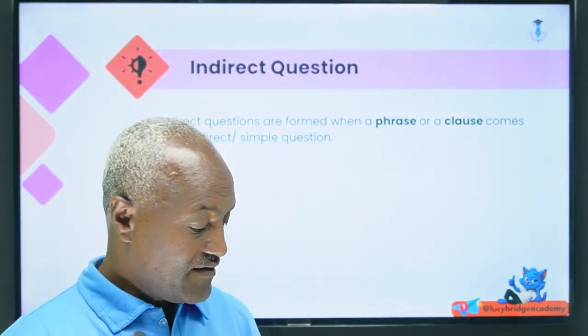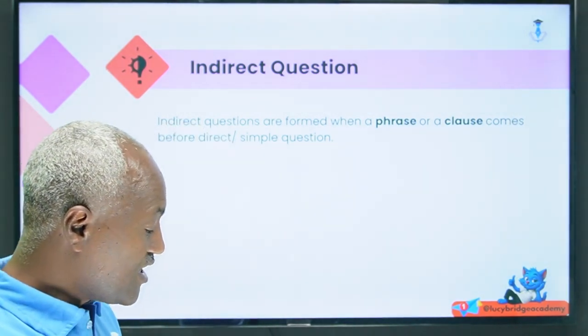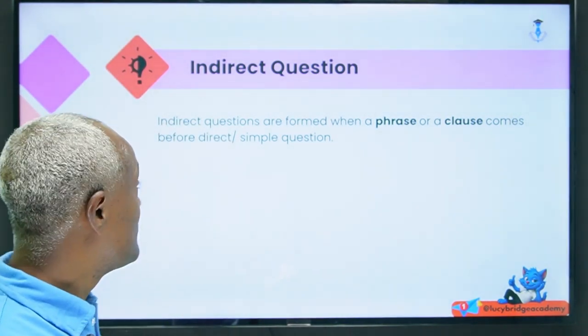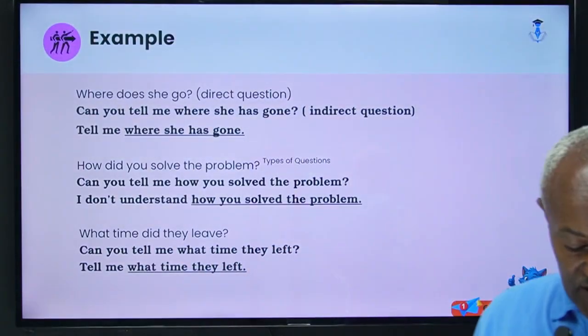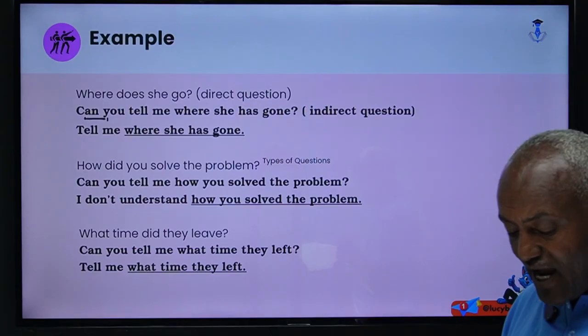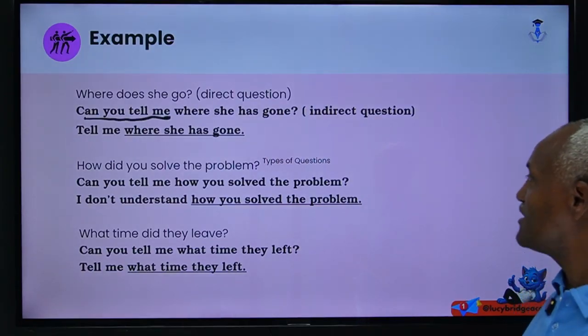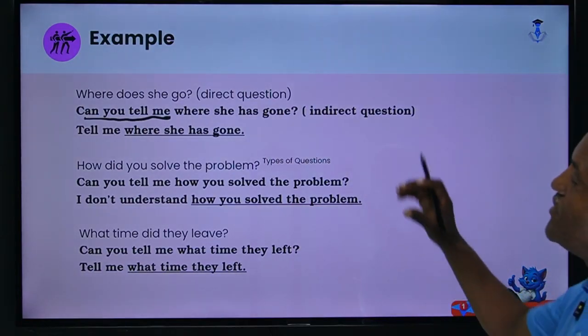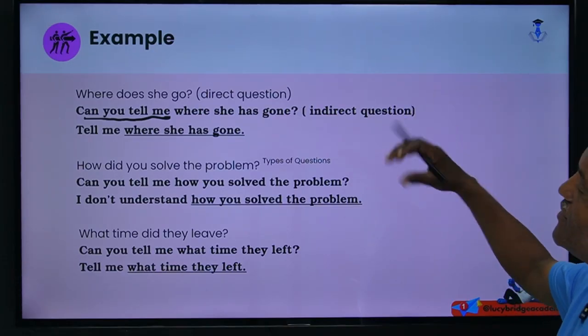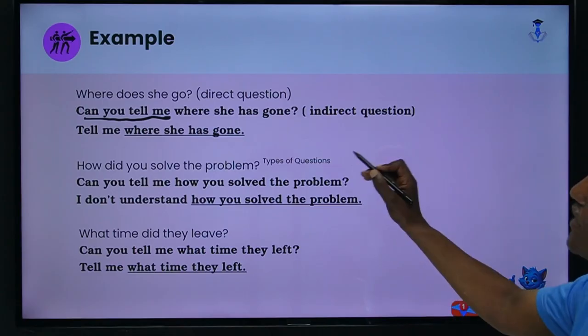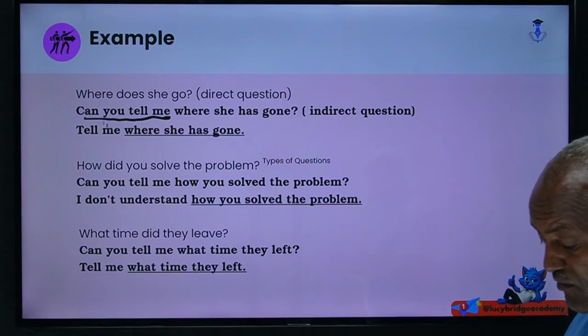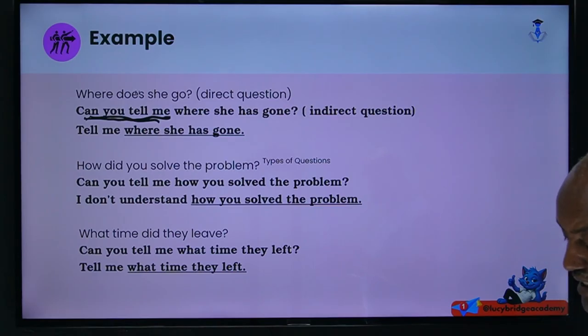Remember this one. For instance, here I can show you. Where does she go? What is it? It is a direct question. So when we begin with "can you tell me" or "have you seen," you can take it just like a clause or a phrase. A clause, that means, "can you tell me?" "Have you seen?" we begin with this one. So when we write the direct question that is given, "where has she gone," we say yes.